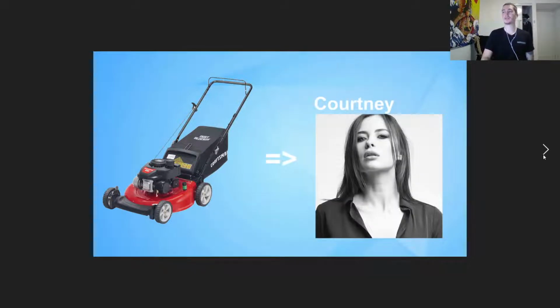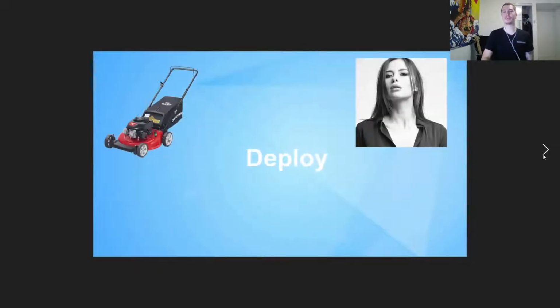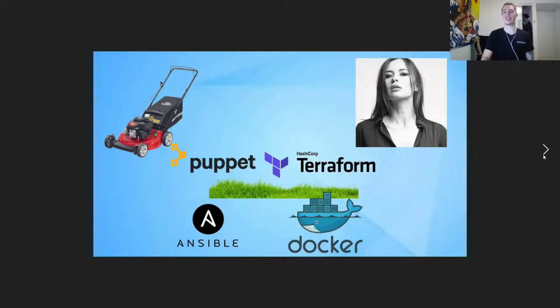And now he passes on the lawnmower to Courtney. Now Courtney is an operator. She's an operator of the lawnmower, and she's going to deploy the lawnmower to the field where it's going to operate mowing that virtual grass. And she's operating and deploying it with the help of tools like Puppet, Terraform, Ansible, and Docker. Lots of automation tools, lots of containerization and building.